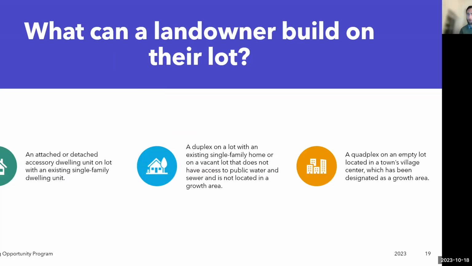So post LD 2003, what can a landowner build on their lot? A landowner can build an attached or detached accessory dwelling unit on a lot where there's a single family dwelling unit. A landowner could potentially build a duplex on a lot where there's a single family home, or on a vacant lot that doesn't have access to public water and sewer and isn't located in a growth area. Or they could potentially create a quadplex, which would be 4 units on an empty lot located in a village center which is designated as a growth area.